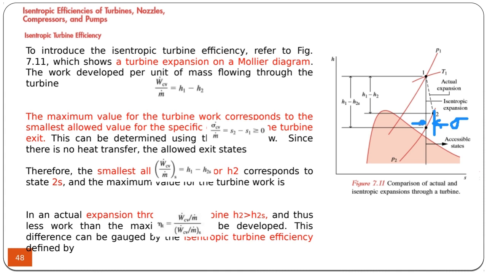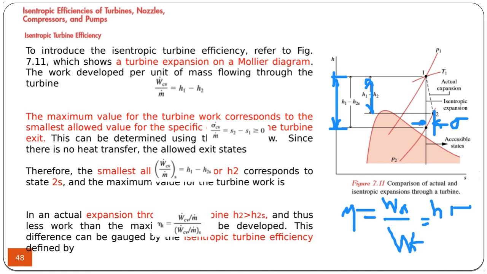Normally, the work output of the turbine can be calculated from this for an isentropic situation. But in real situation, it has reduced by this amount. So you can write an efficiency of a turbine saying that the turbine's isentropic efficiency is the actual turbine output, which is H1 minus H2, divided by isentropic turbine output, which is H1 minus H2S. So this is H1 minus H2 divided by H1 minus H2S.